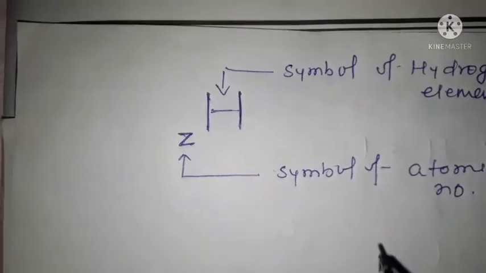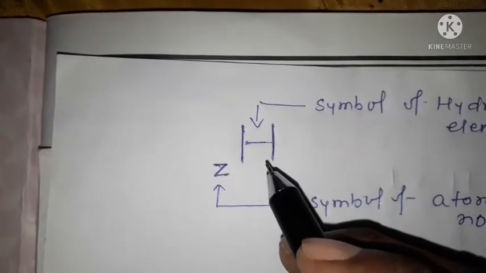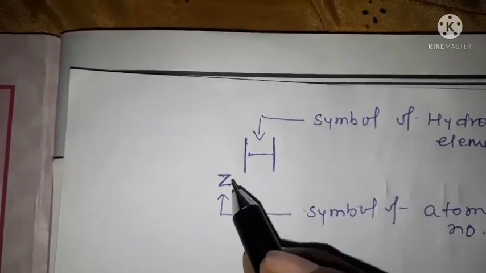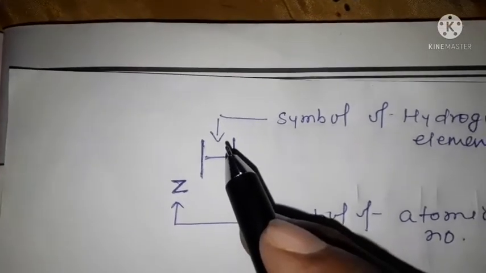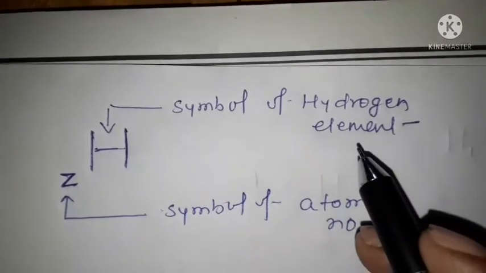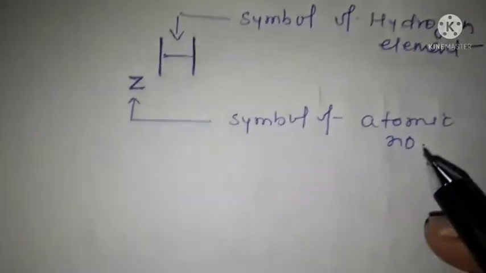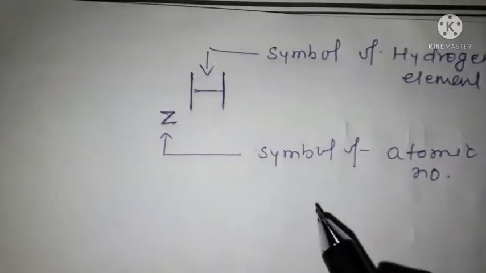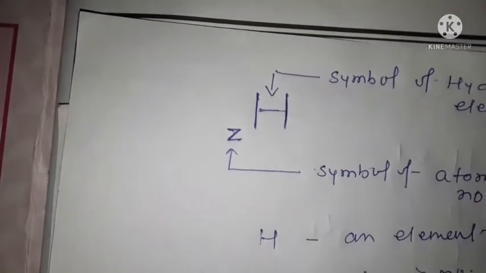Atomic number is represented as, suppose we take hydrogen, and just below it is given capital letter Z, in which H is represented as the symbol of the hydrogen element, whereas Z is represented as the symbol of atomic number. Always keep in your mind that H is an element, whereas Z is the atomic number of the given element.